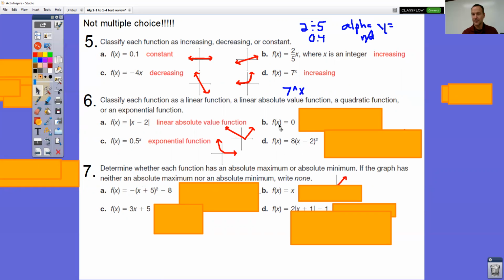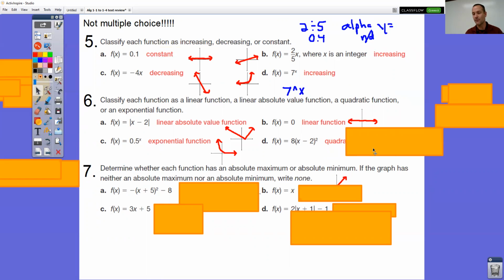Letter B, f of x equals 0. That would be a linear function family when you go to graph it. It is a straight line. And letter D, whenever you see an exponent to the second power, that is part of the quadratic function family, and it would be a U-shaped graph.